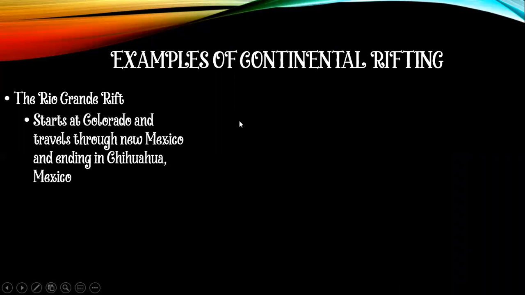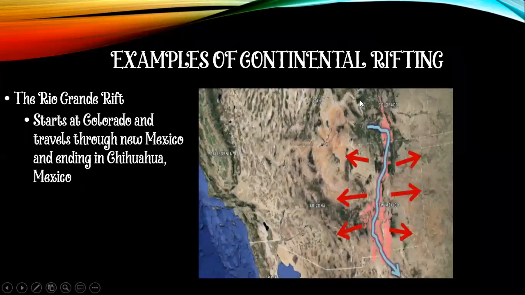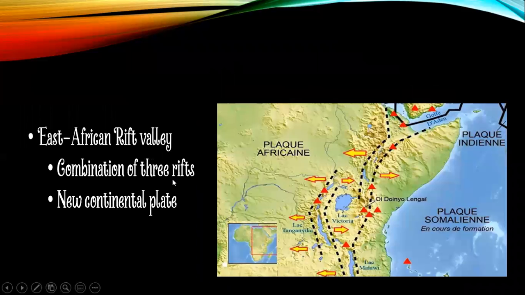We also have the Rio Grande Rift. The Rio Grande Rift goes from Colorado and travels all the way through Mexico. As you can see in the image, this rift is in the United States. Unlike the other ones, it is pulling away from each other. What does that mean? It means that more than likely later on in the future, maybe years and years from now, because this is occurring very slowly, we will see the separation of two masses. So the United States will probably be torn apart into two masses.